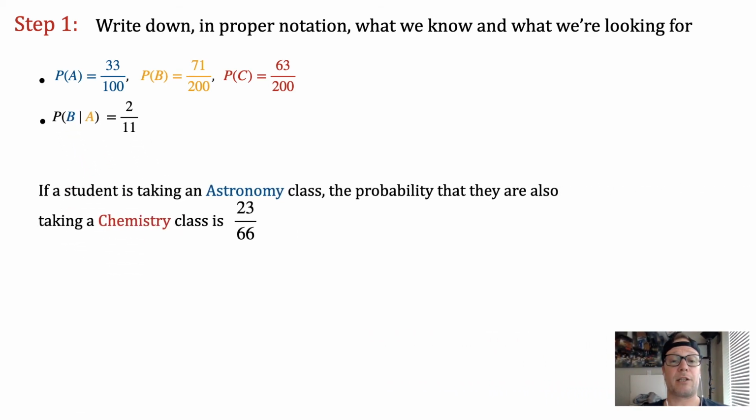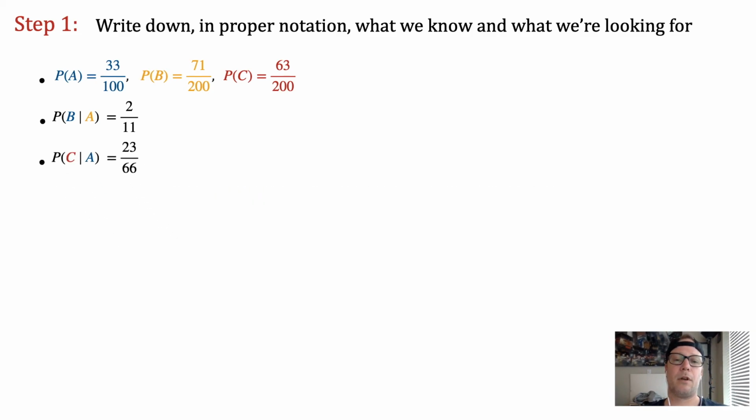If a student is taking an astronomy class, the probability that they are also taking a chemistry class is 23 over 66. Well, here we do the same thing as we did last time. Astronomy is the given, so it goes to the right, and chemistry is what we're looking for, so it goes to the left of the vertical line. All right.